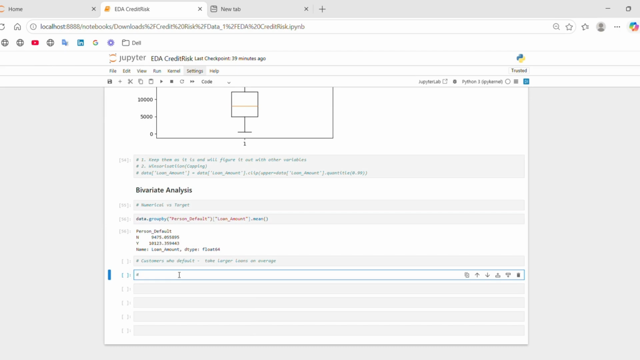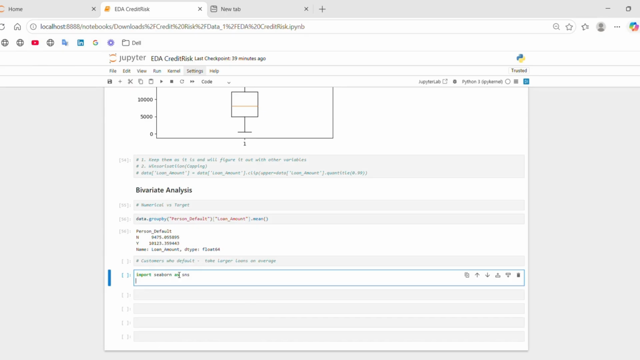So we'll first draw a plot and understand how exactly it looks from a visual point of view. So for this, I'm importing the Seaborn library, and then I am doing a box plot again.